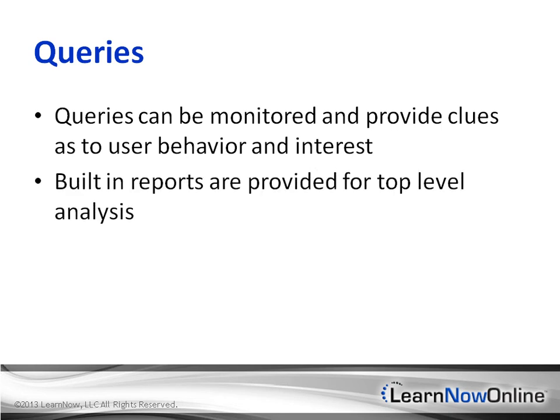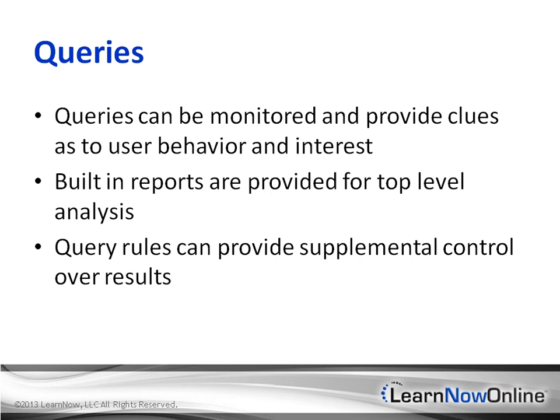That being said, you've got built-in reports that you can use for your top-level analysis. There's some good information in there about how users are finding information, where their searches are being abandoned, how they're getting their information, and where they may get suggestions. There's a lot of analysis that can be done on your search results to make sure that your users are finding exactly what they need, or even more importantly, finding the information that you want to make sure they have when going through those queries. Query rules can provide supplemental control over the results. So you can actually go through and say, this is an authoritative source.